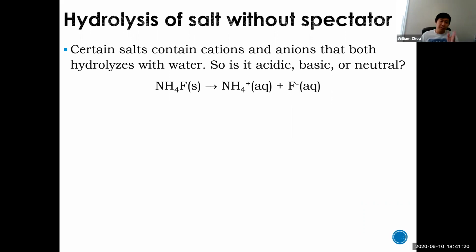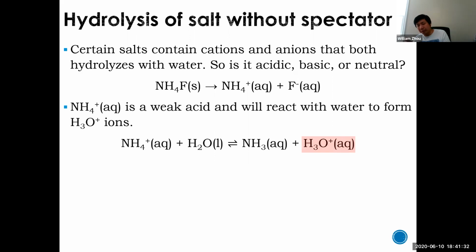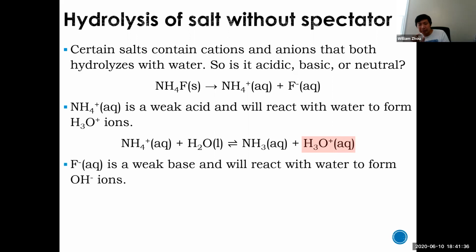NH4F will dissolve into ammonium, which is not a spectator. It will react as an acid, and F, which reacts as a base. So ammonium will react with water to make ammonia and H3O. We talked about that already. F is a weak base. It is the conjugate base of a weak acid, HF. So therefore, it is able to take in protons. It will react with water by taking a proton from water, making HF, and then releasing OH.